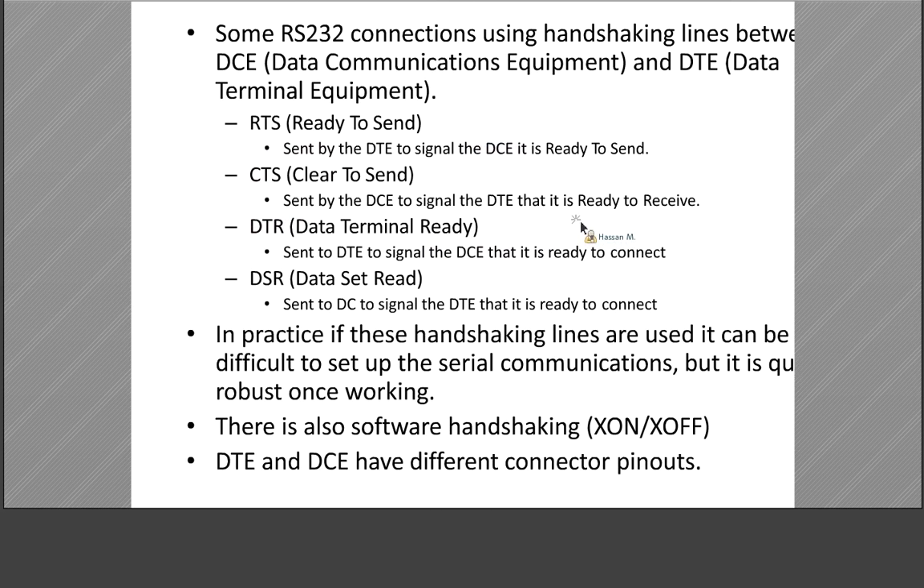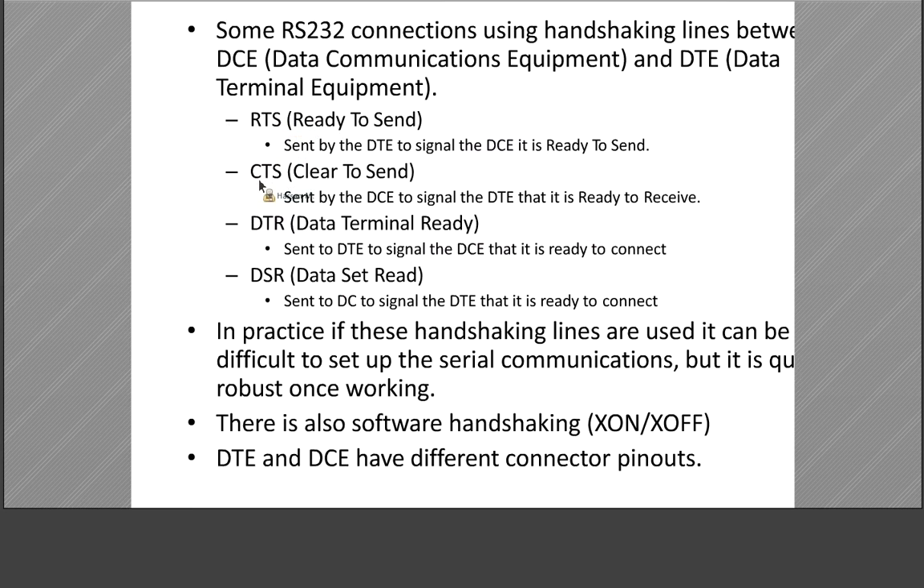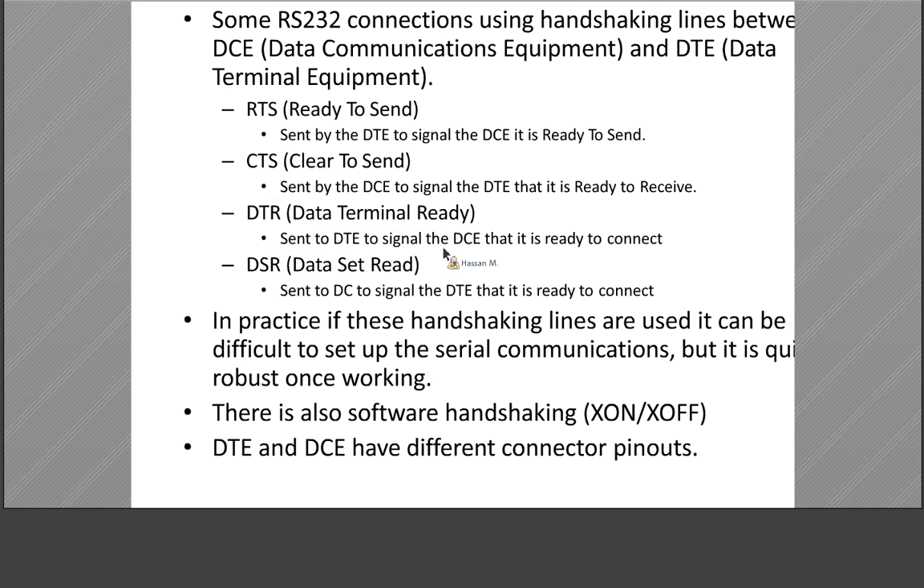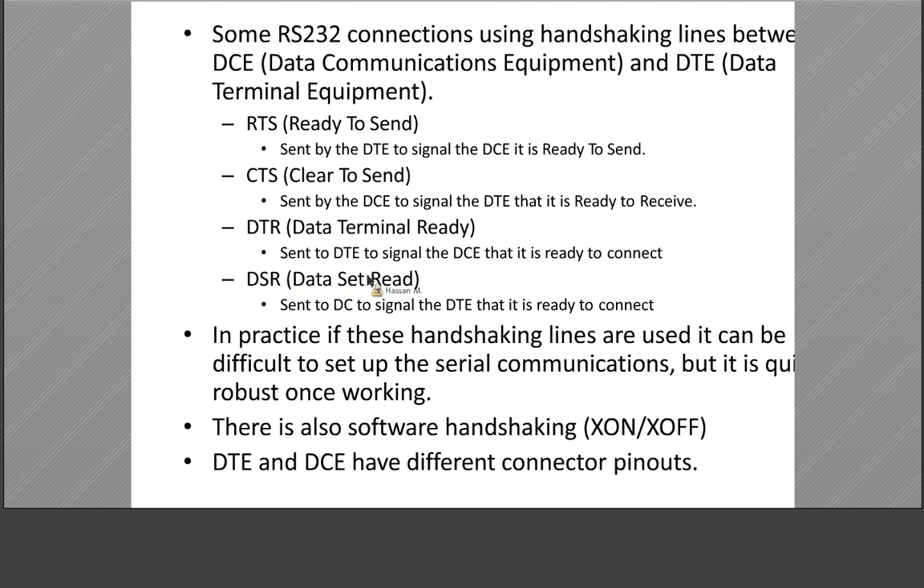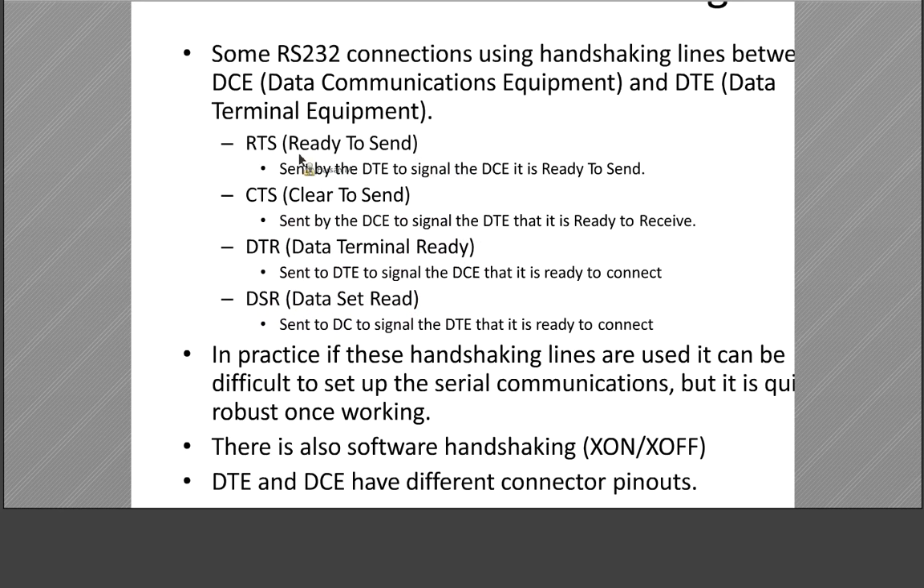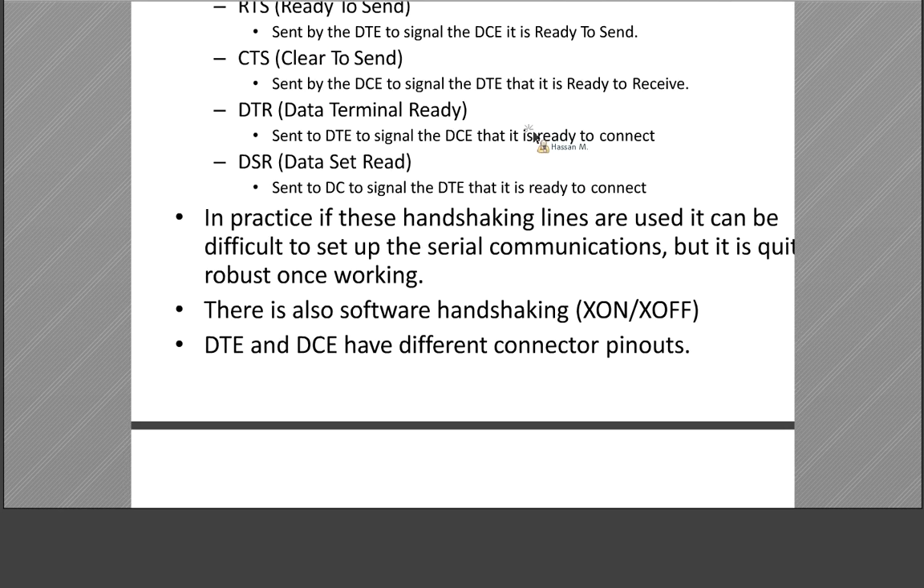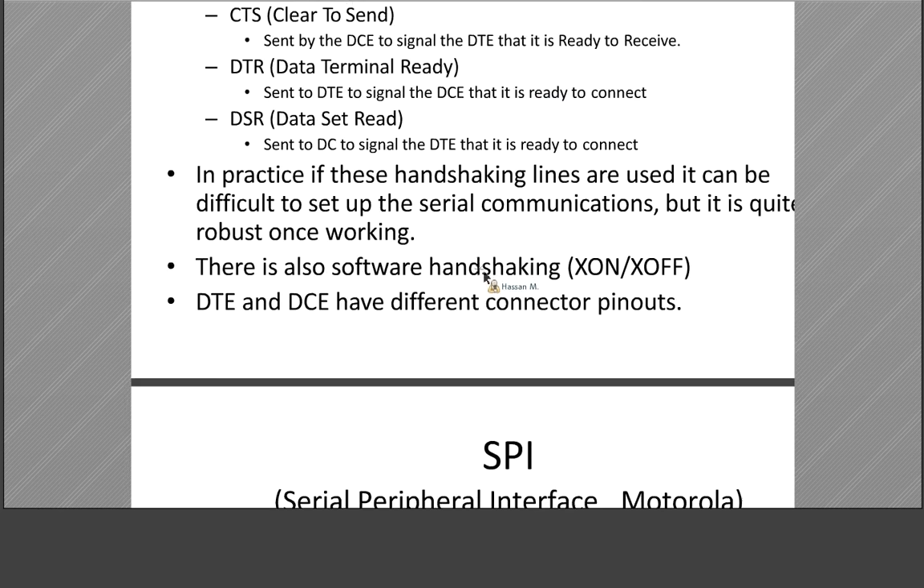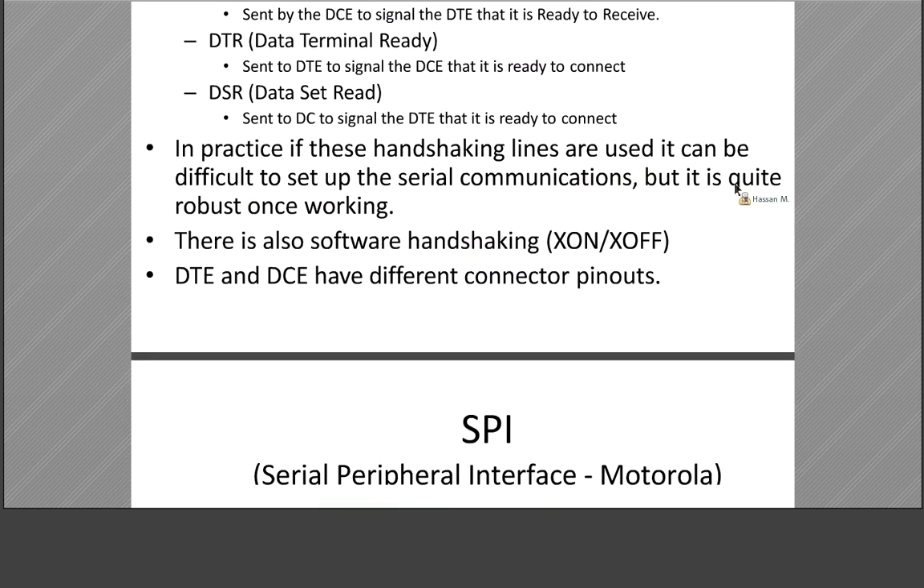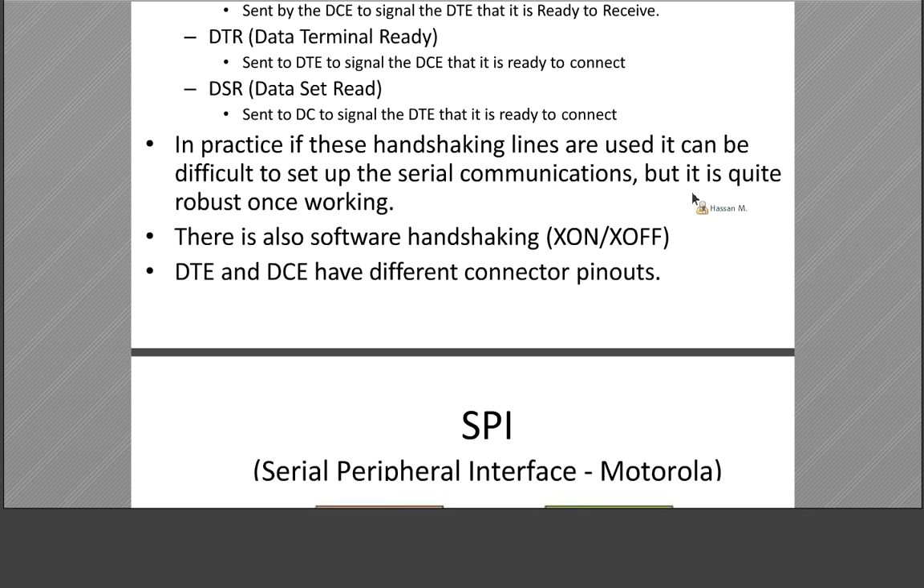For the 6 pin standard, these 4 pins are RTS, CTS, DTR, and DSR. RTS is request to send, CTS clear to send, DTR data terminal ready, DSR data set ready. For example, ready to send is sent by the DTE to signal the DCE. In practice, don't worry, if these handshaking lines are used, it can be difficult to set up the serial communication, but it's quite robust once working.